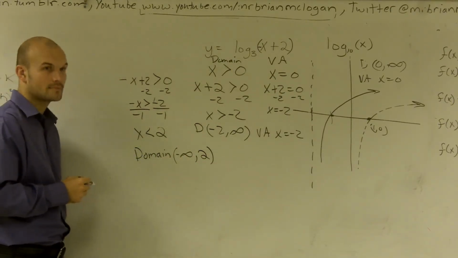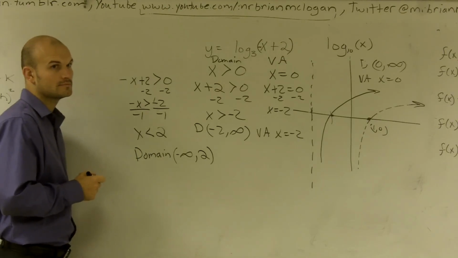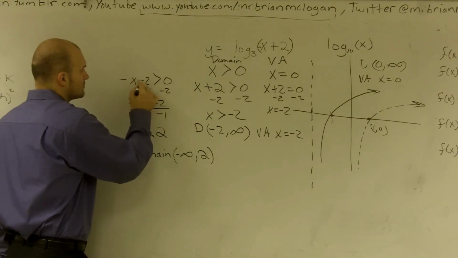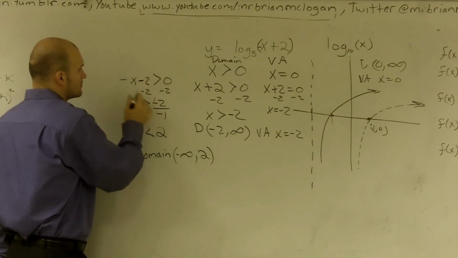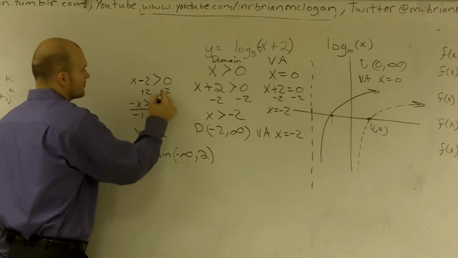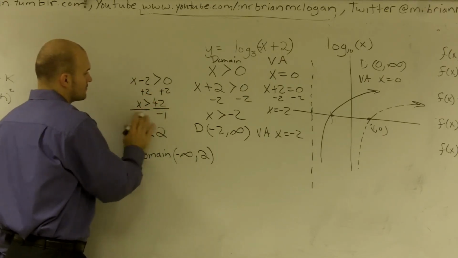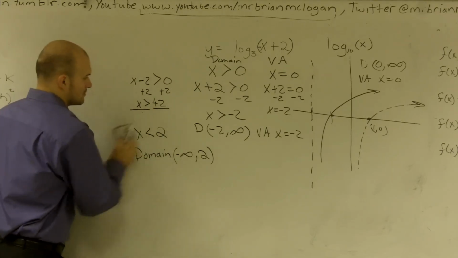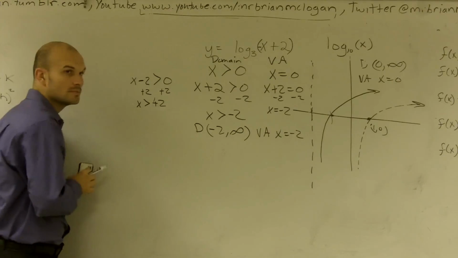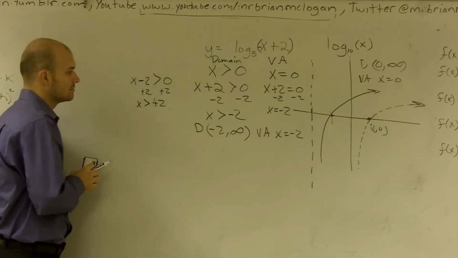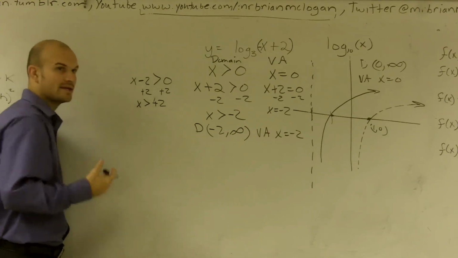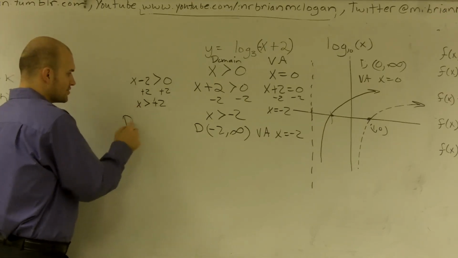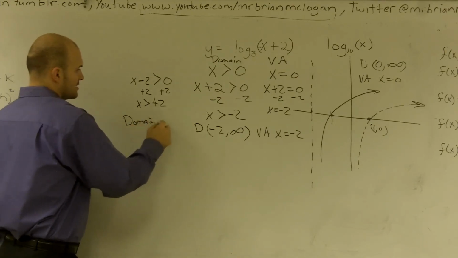But what if it was x minus 2, like I said prior, without the negative x? So it'd be x is greater than 2. The sign wouldn't be flipped then. You only flip the sign when you multiply or divide by a negative. So it says all values greater than 2, so your domain is from 2 to infinity.